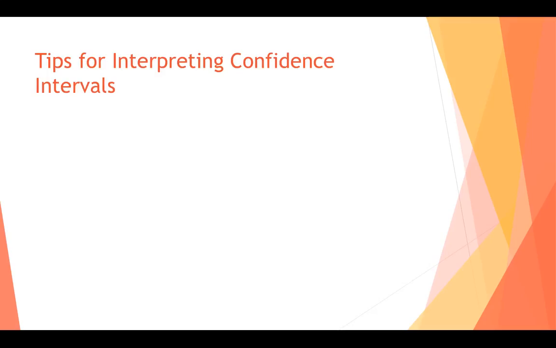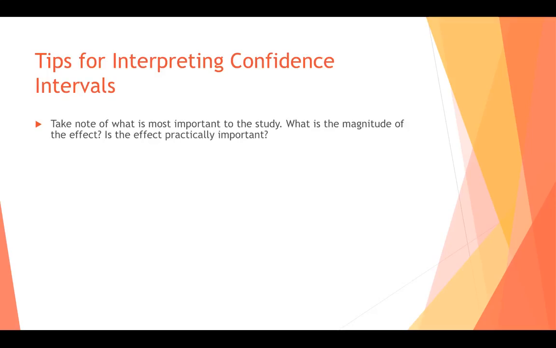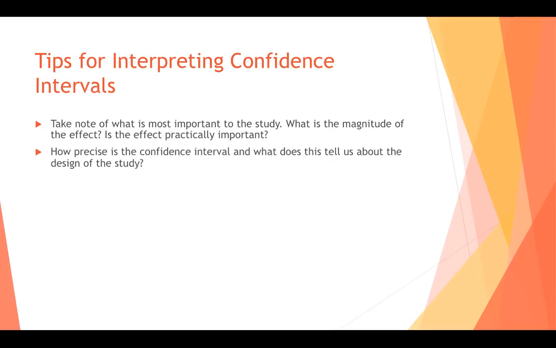Here are some tips for interpreting confidence intervals. 1. Take note of what is most important to the study. What is the magnitude of the effect? Don't just focus on the statistical significance. Ask yourself, is the effect practically important? 2. How precise is the confidence interval, and what does this tell us about the design of the study?